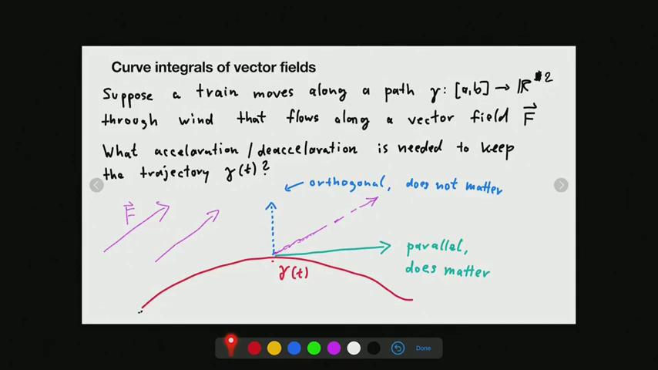What you do is you decompose this force field into the component parallel to the tangent of the curve, and the orthogonal component. And in that simplified model, only the parallel component will matter. And that gives rise then to the notion of curve integrals of vector fields. Next lecture, we go deeper into that.